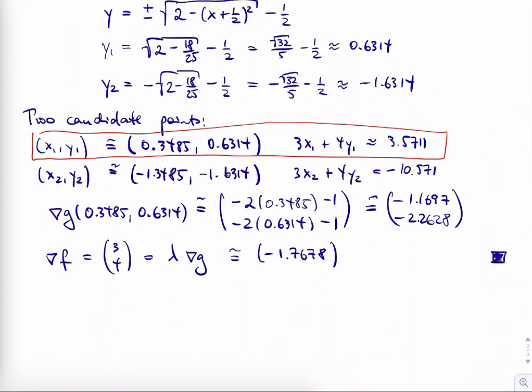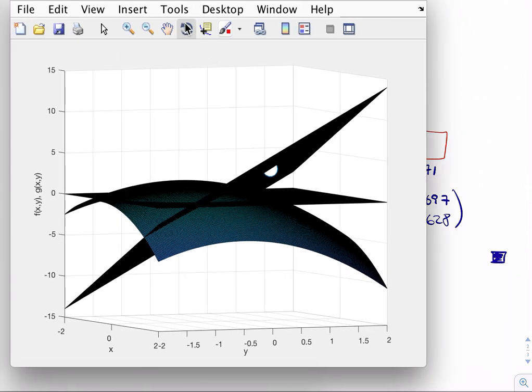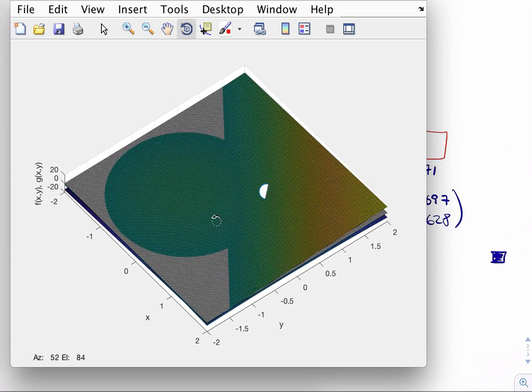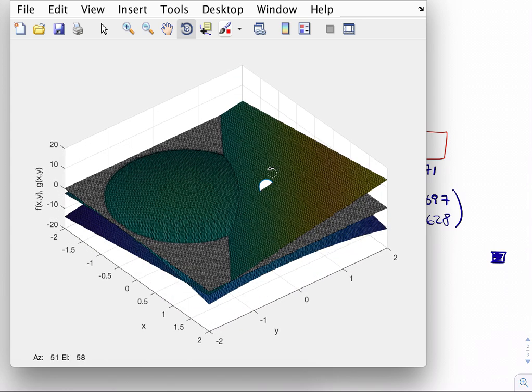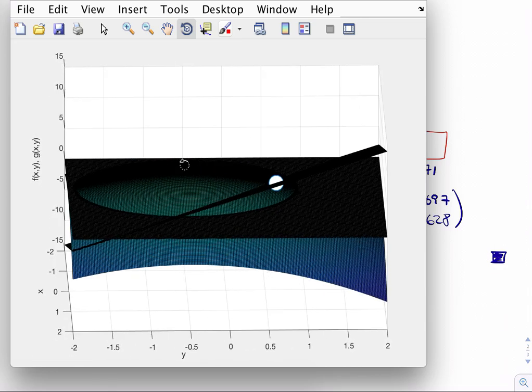Now, which point did we find? Let me plot that. Let's see if this worked. Yes, it did. So I put a sphere into the point. So if we look at it from above, this is the point on the circle. As expected, it is on this side where we can achieve the highest value of the objective function 3x plus 4y on this plane here. So you can see this corresponds to what we expected.